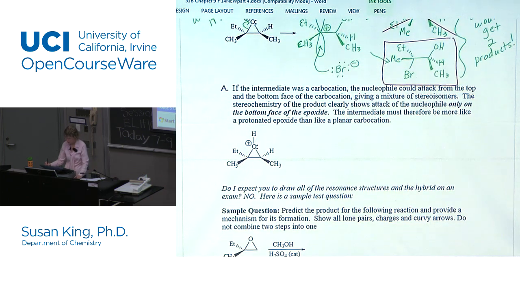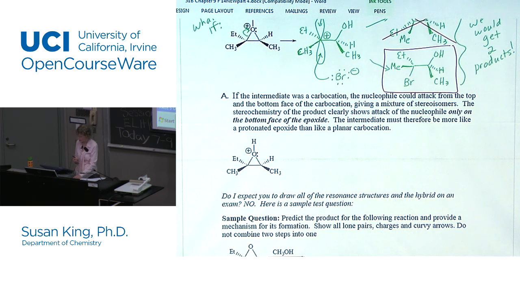So if the intermediate was a carbocation, the nucleophile can attack from the top and the bottom, giving a mixture of stereoisomers. The stereochemistry of the product clearly shows the attack of the nucleophile only on the bottom face of the epoxide. The intermediate must therefore be more like a protonated epoxide than a planar carbocation.